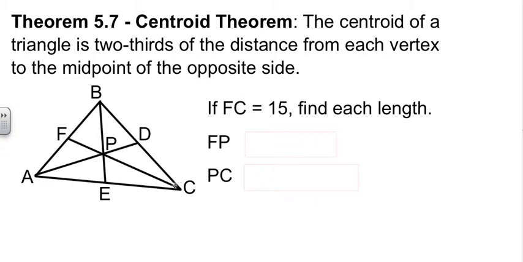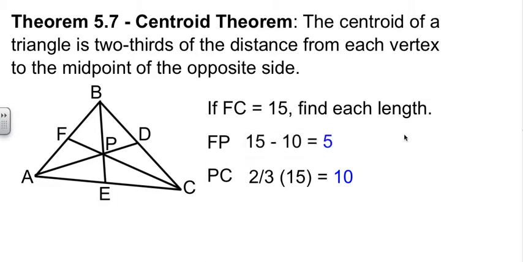So if I'm looking for, say for example here, FC is 15, then point P is 2/3 of the way from C to F. Well, from C to P will be 2/3 of the distance, and from P to F will be the other 1/3. So first I'm going to find PC. PC is 2/3 of the distance. 2/3 times 15 is 10. So PC is 10. Now FP is what's left. 15 for the whole line minus 10 leaves FP to be 5.